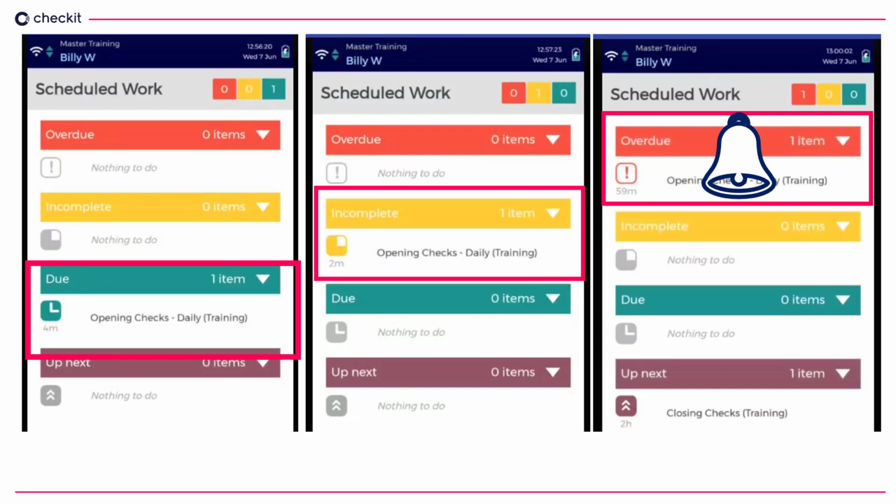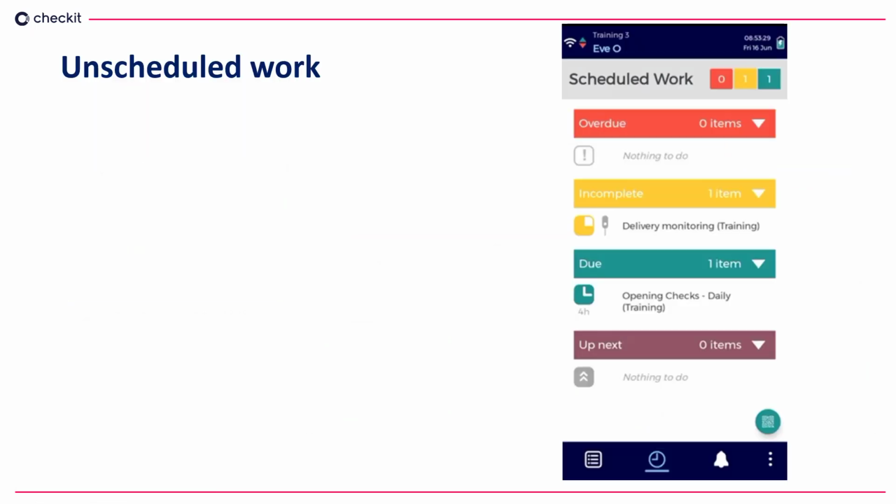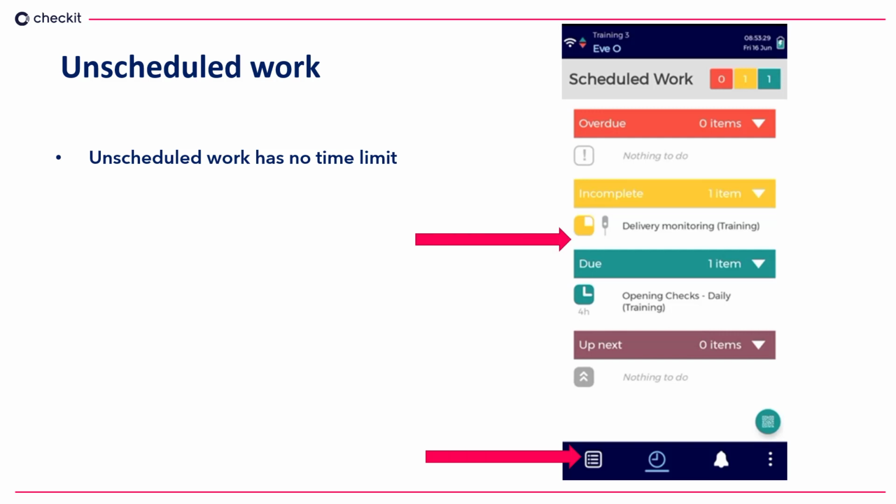Any time that you see in the clock now is extra time, so you can still finish the work, but the alert will have already been sent. Unscheduled work, on the other hand, has no time limit. It's work that you will have started yourself by pressing the square work button at the bottom left of the screen, and it means that you won't see any time against the clock.